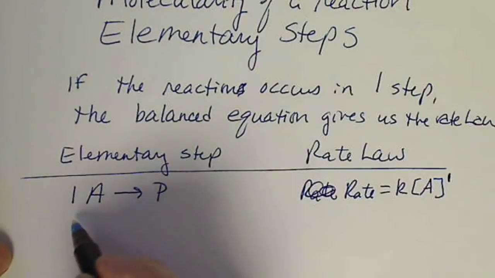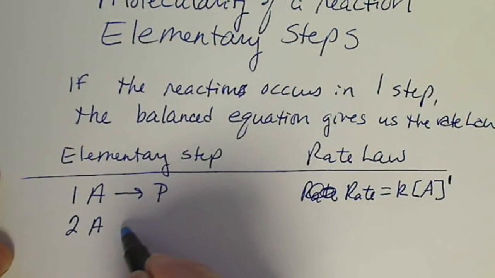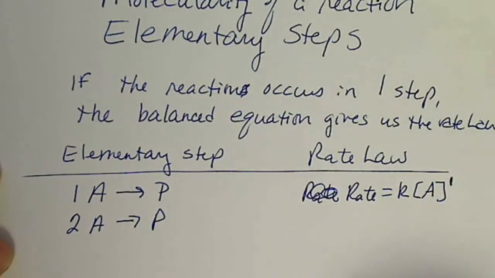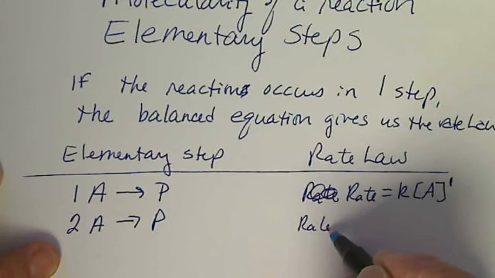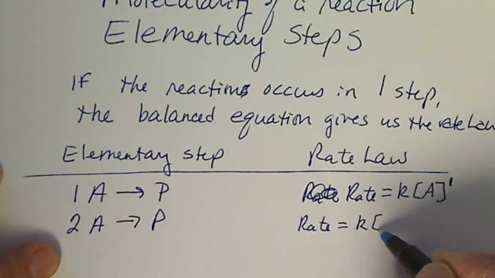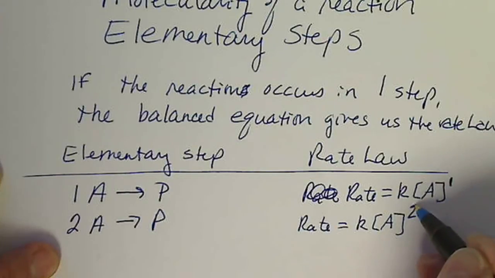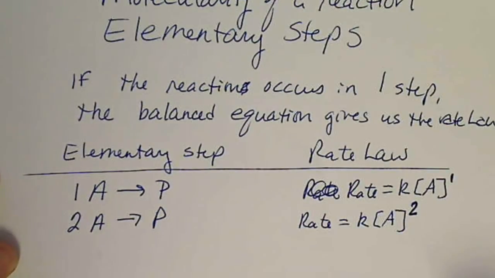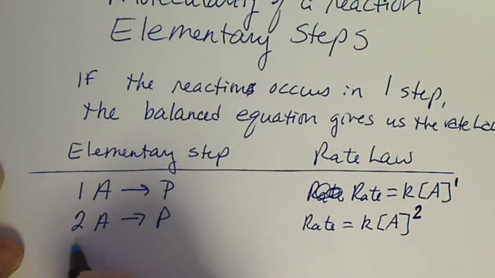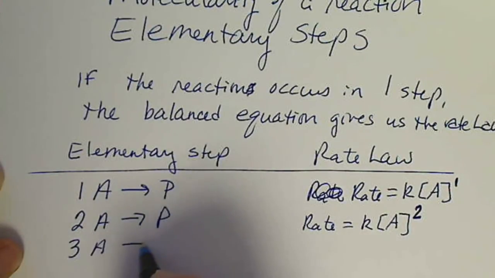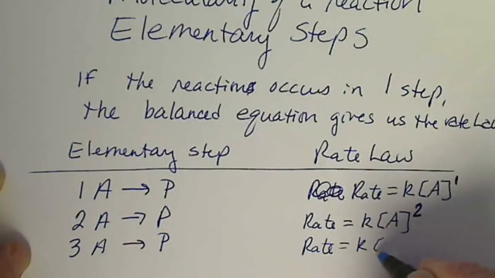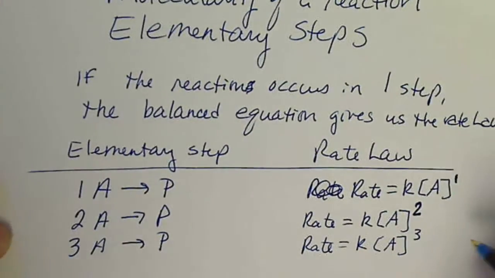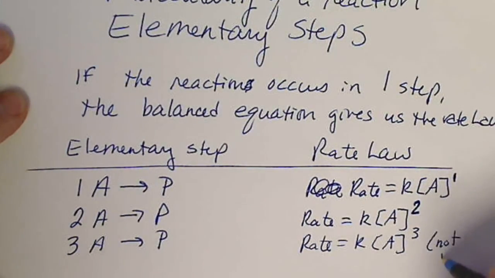We could have an elementary step where we have 2 moles of A turning into product. So if this occurs in one step, then the rate law would be k[A] squared. Or this is unusual, but if we have 3 moles of A, and 3 moles of A creates products in one step, then we would have a tertiary rate law with a 3 here. So this is not normal.